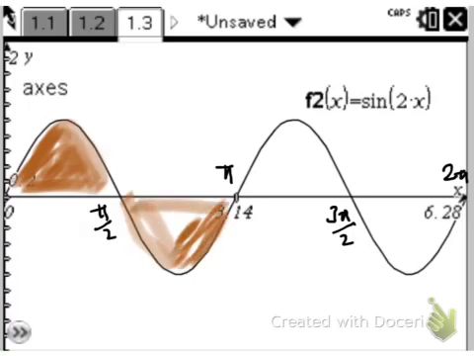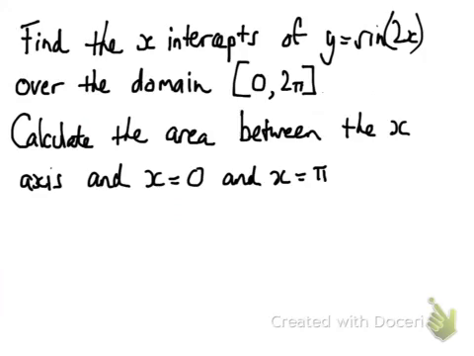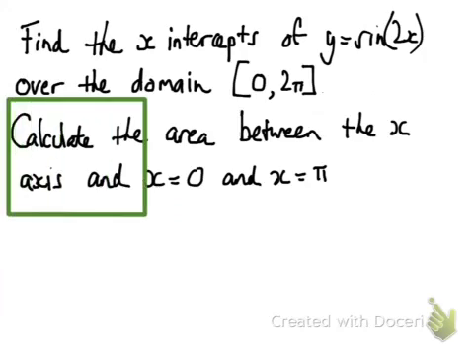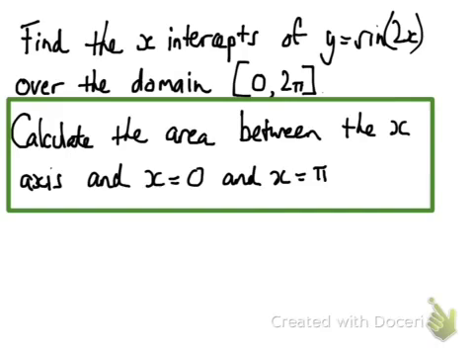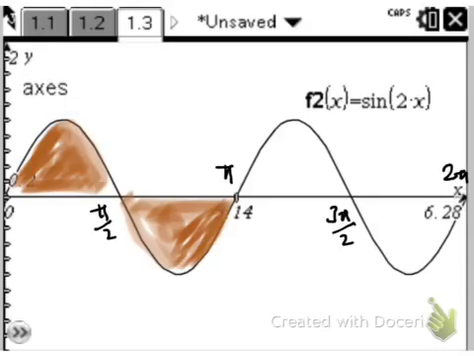Okay, so they're the two areas that we want. My shading's not great there, but you get the idea. Between 0 and pi. So just read the question again. Calculate the area. Here it is. Calculate the area between the x-axis and x equals 0 and x equals pi. So we've got two areas. We've got one above the axis and one below the axis.